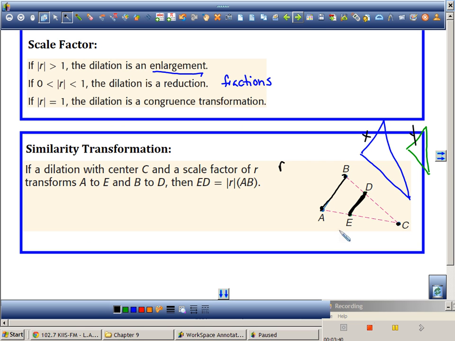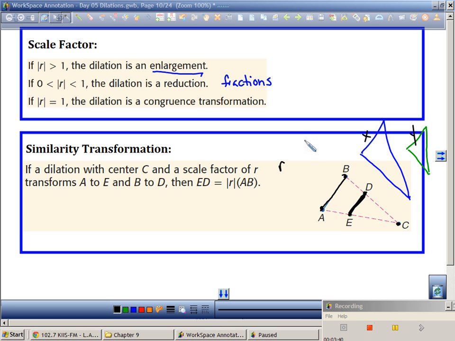Well, this is saying that if these have a scale factor, let's just pretend it's 1/3 again, okay? If this has a scale factor of 1/3 and this has a scale factor of 1/3, then AB compared to DE would also be 1/3. It would be the other way around. DE is the new image. It would also be 1/3. Now you see what I'm saying?